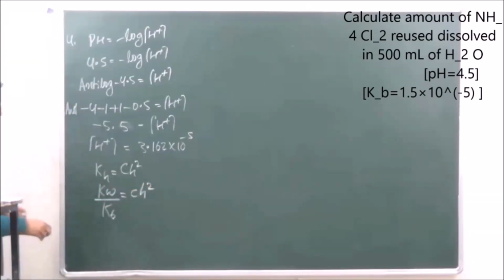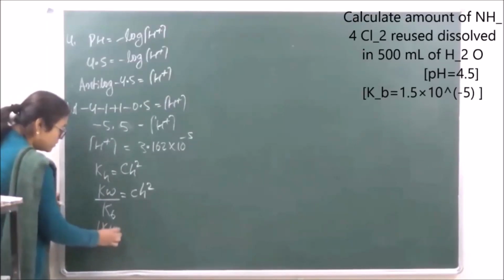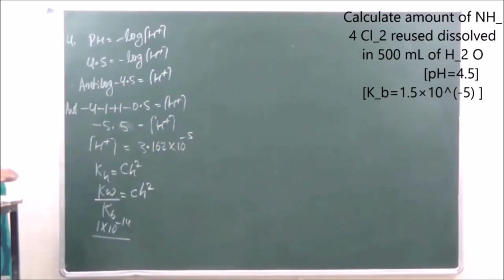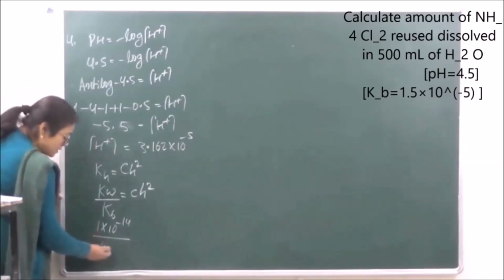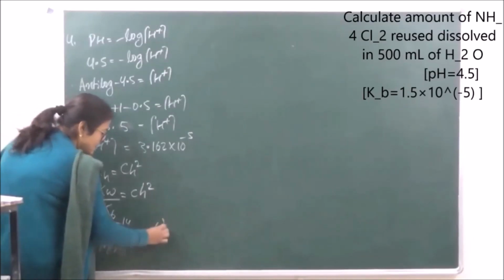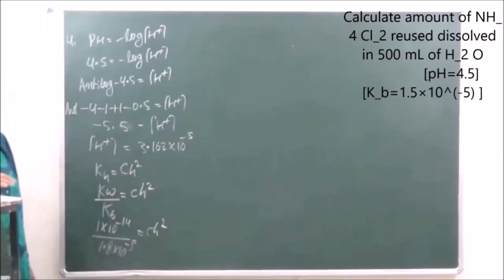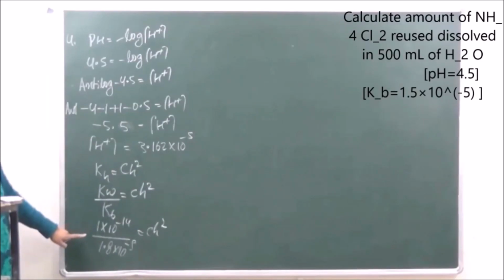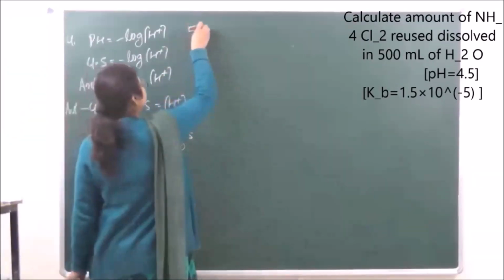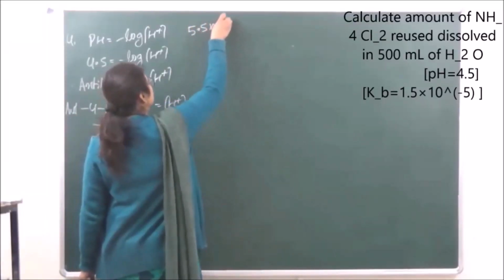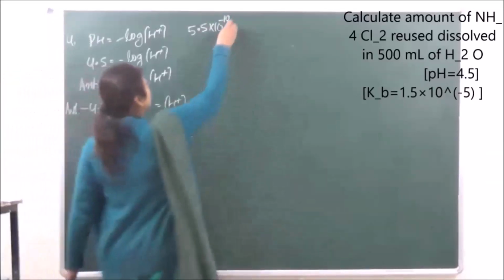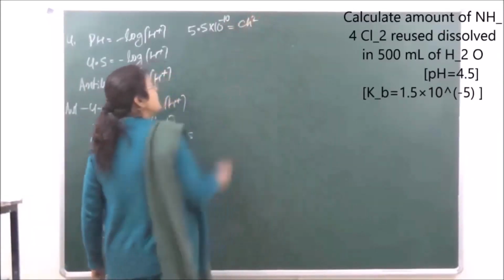Ch square. The value of Kw is 1 into 10 raised to power -14. The value of Kb is given to us in the question, 1.8 into 10 raised to power -5. That is equal to Ch square. So when you calculate this, this comes to 5.5 into 10 raised to power -10. That is going to be equal to Ch square.